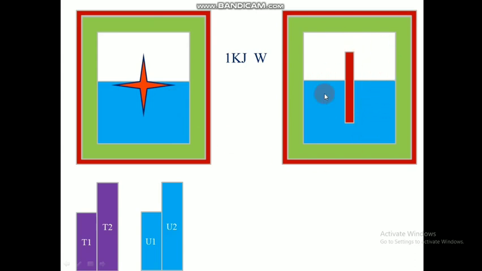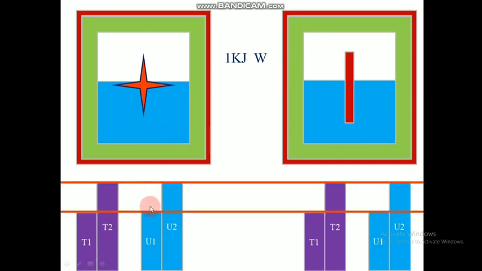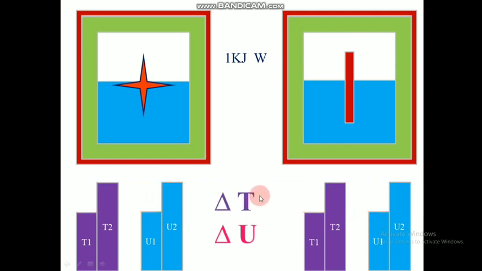In the second experiment, when we gave electrical current, the same changes were observed. The temperature changed to T2 and the internal energy changed from U1 to U2. In both cases, the change in temperature and internal energy remained the same, so delta U and delta T were the same. With this we can say that delta U, the internal energy, is a state function because it does not depend on the path.